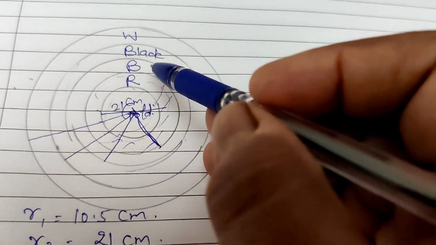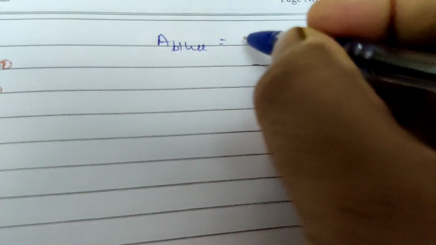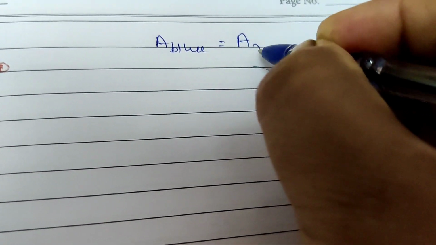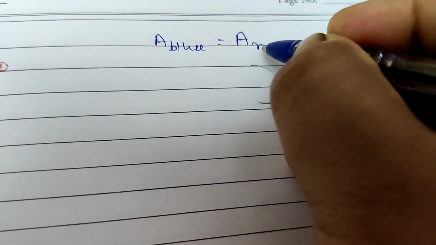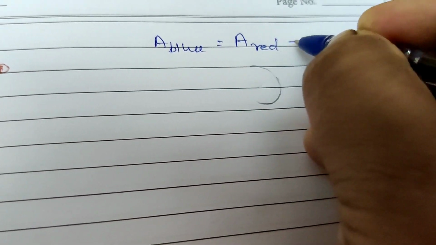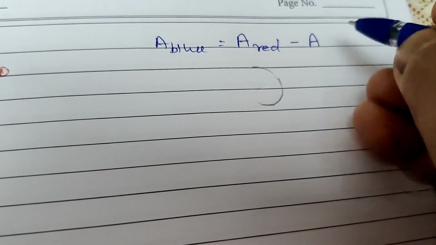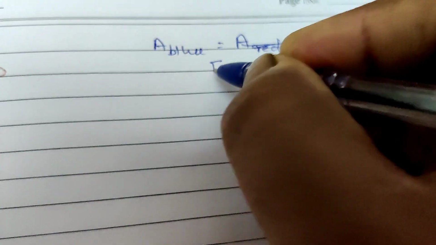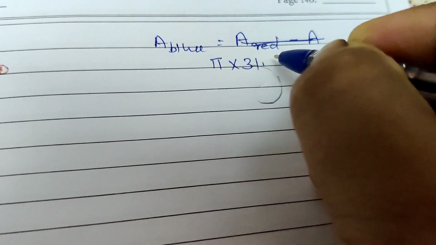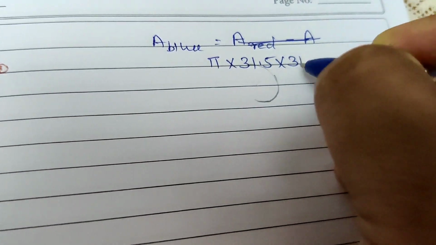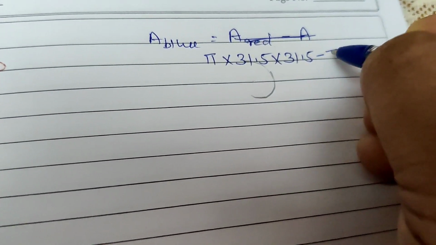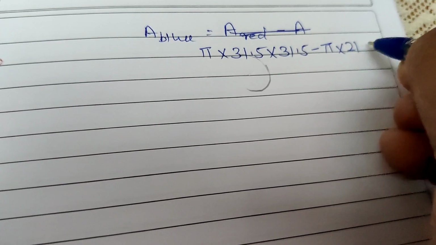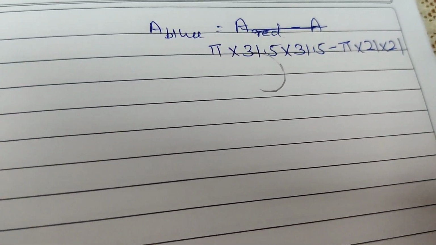The area of blue score. Area of blue region in the form of A. The area of blue region is area of total red region minus area of upper circle. Take pi into radius of blue region, 31.5 into 31.5, minus red region, 21 into 21.